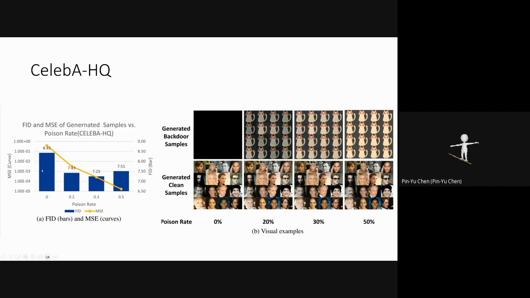This is a quantitative study, and on the right I'm showing you some qualitative study. Again, showing the same story: with a higher poisoning rate, you generate images that look more like the target image. But at the same time, if you look at the clean samples, those images generated without triggers, the quality is basically the same.